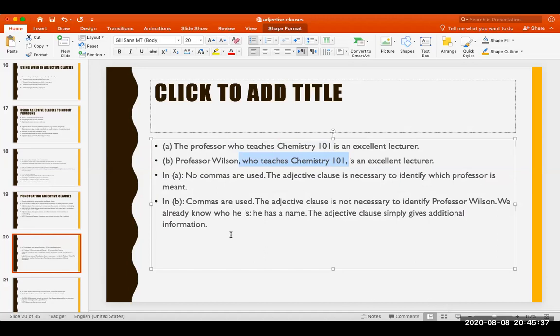So no commas in A are used because the adjective is necessary to identify which professor is meant here. But in B, the commas are used because the adjective clause is not necessary. If you delete it, everybody knows who Professor Wilson is in a particular context.